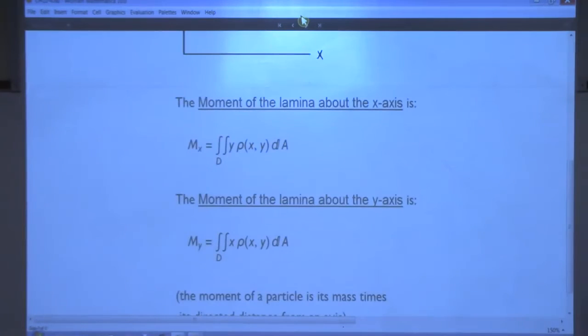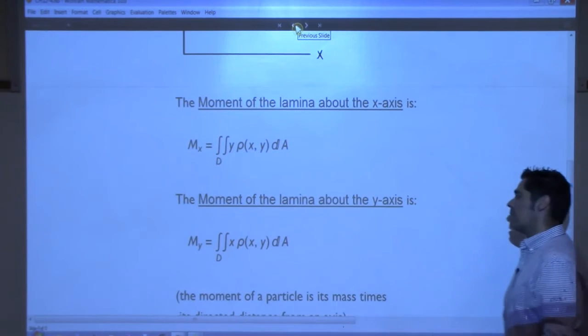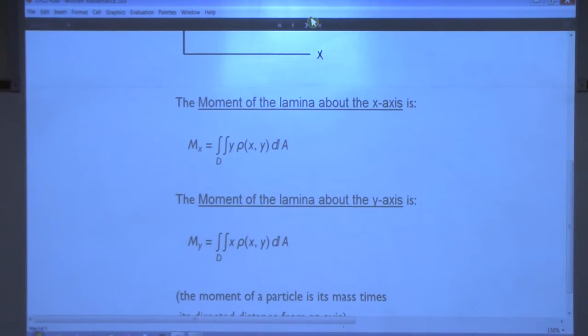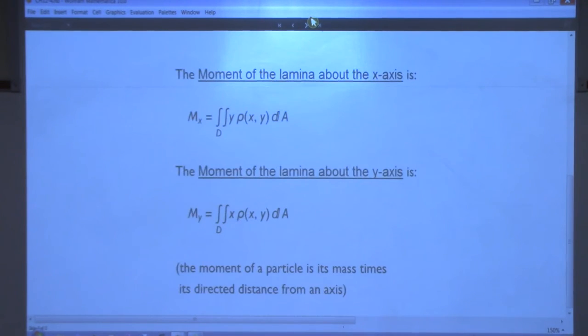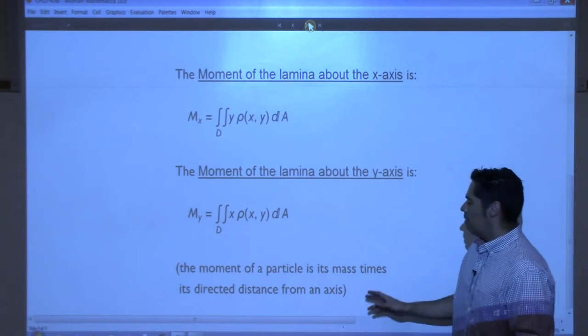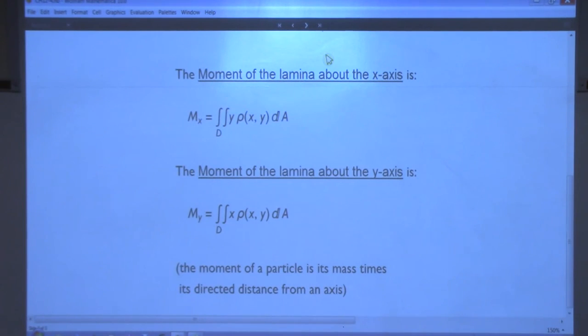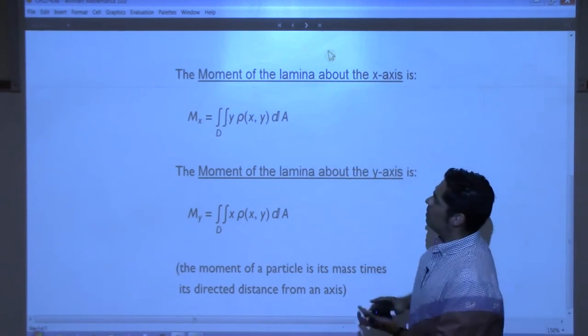If we switch it, and instead of multiplying by y, we multiply by x, we call that the moment of the lamina about the y-axis. So physics again, moments are basically the mass of the particle times the distance to an axis. Now, why is that useful, computing the moment of a lamina? Well, the next one.